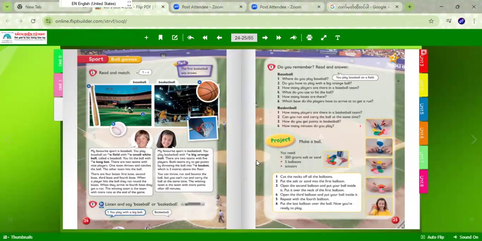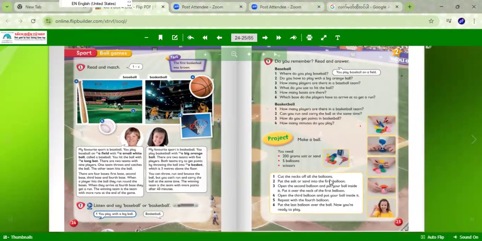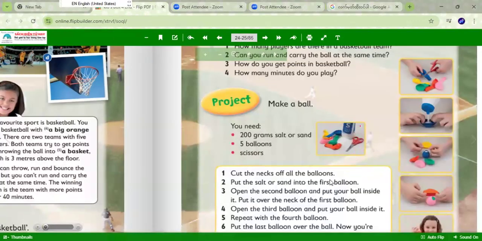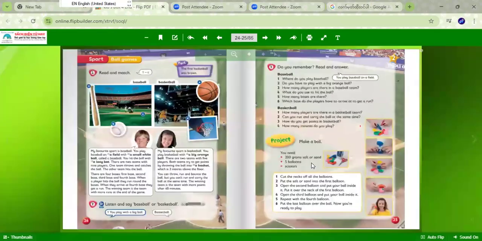All right. So here is a project for a baby student, but if you want to try, you can try it. It is a little bit of a funny, fantastic project to do in a classroom. We will collect 5 balloons and put some salt or sand into a balloon, and we will make a baseball, a small white ball. Here is some project. If you want to try, you can try it, but we will not do it.